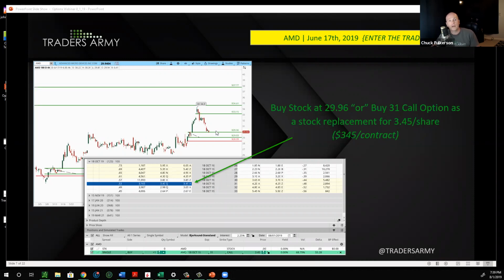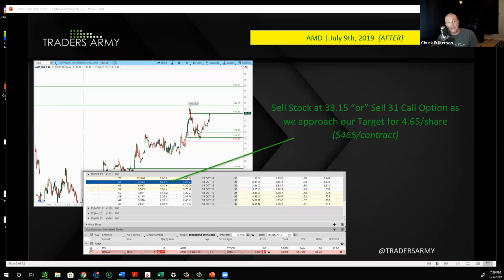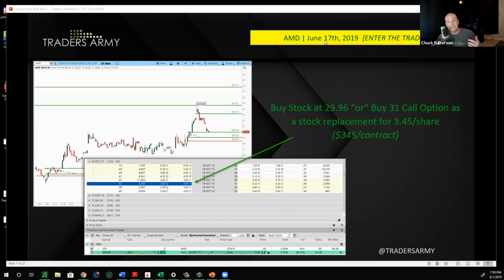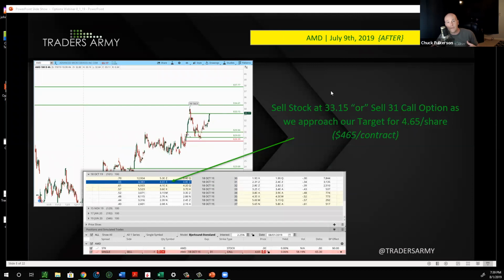Now, the stock hits at $29.96. You got the entry at $3.45 a share. Eventually, the stock comes back up and hits its target at $33.15. So we entered the trade on June the 17th. The trade was closed on July the 9th. So at that point, you sell for $4.65 a share. So it's trading for $4.65 a share as it went from entry to target. Now, it chopped around for a couple of days in here, but that's okay. It didn't stop us out, didn't come down to our actual stop loss point.